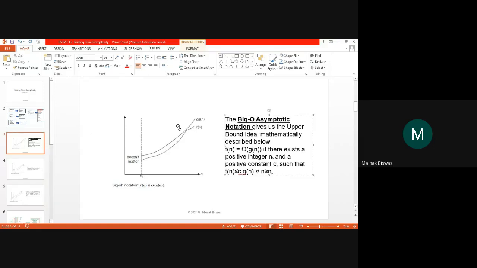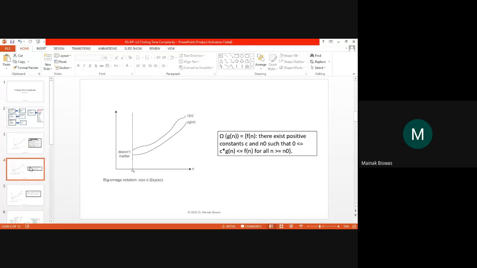Now, since there is the worst case time complexity, because of the highest step, there is something called best case time complexity also. Whatever the time complexity of a code is, it cannot be better than another function. So that is what we can call the big omega.